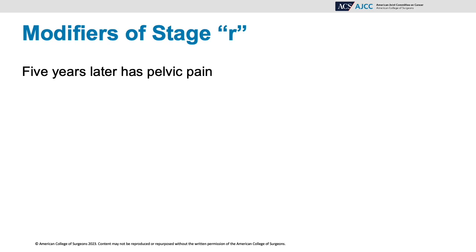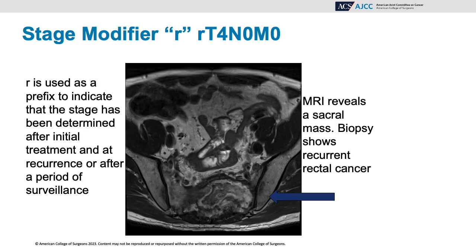Now, for example, 5 years later, the patient may present with rectal pain. R is used as a prefix to indicate that the stage has been determined after initial treatment and recurrence or after a period of surveillance. So in this case, the MRI reveals a sacral mass, and the biopsy shows this to be recurrent rectal cancer.